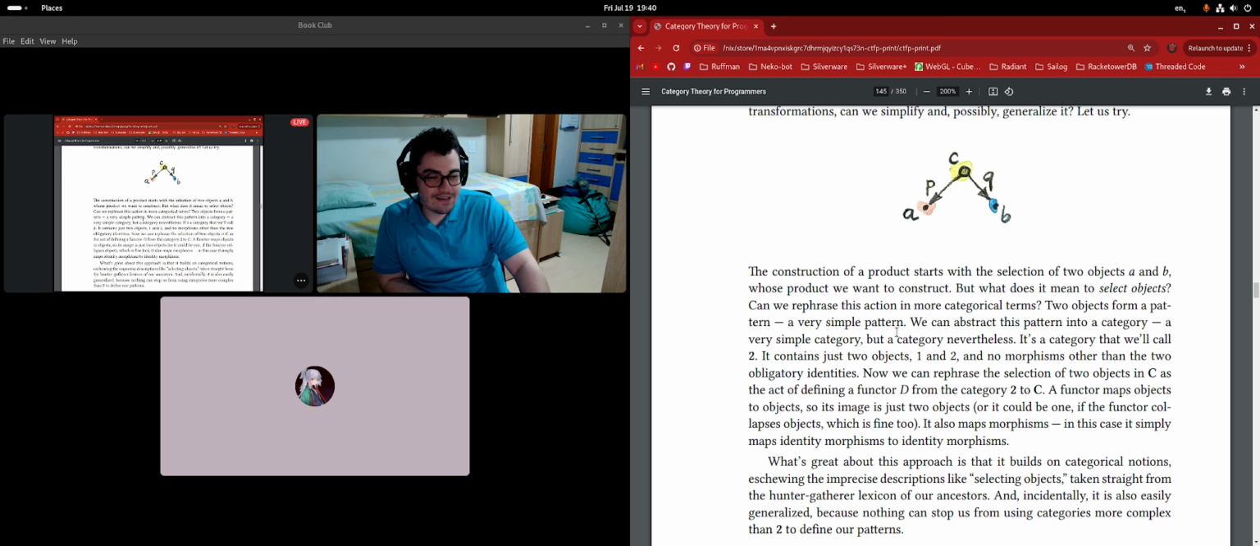Now we can rephrase the selection of two objects in C as the act of defining a functor D from the category 2 to C.